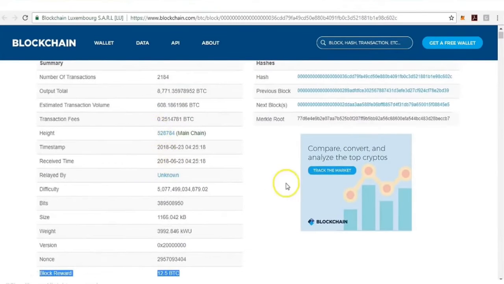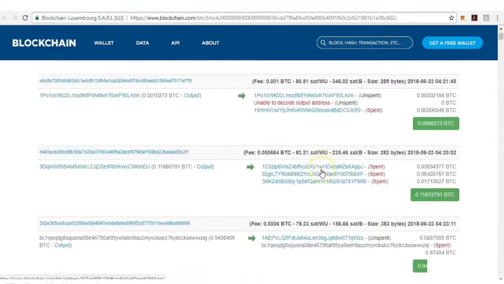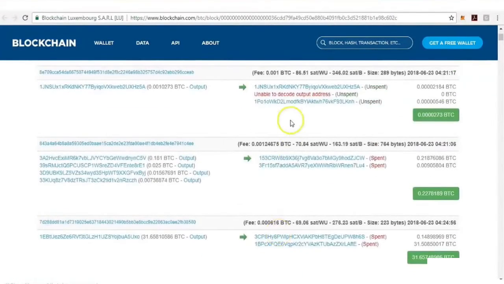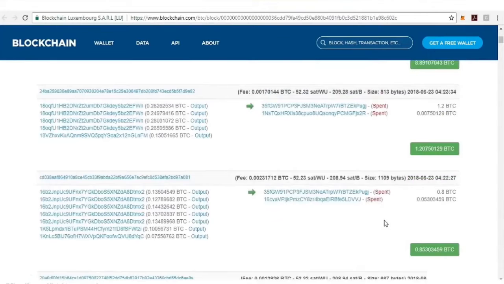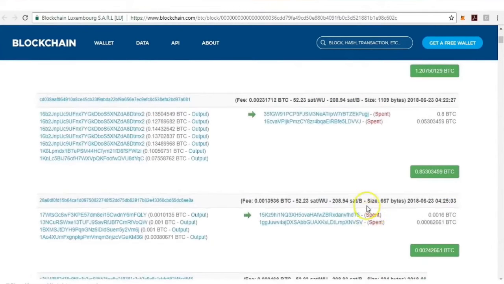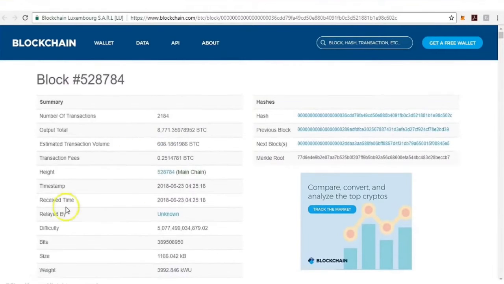This is the block number, and these are the set of transactions which were part of this block. Now, once this block was mined by the miner, all these transactions are done. These are the transfers of Bitcoin from one account to the other. This is the nonce which was generated by the miner or the mining pool in order to mine the block. And these are the other attributes.